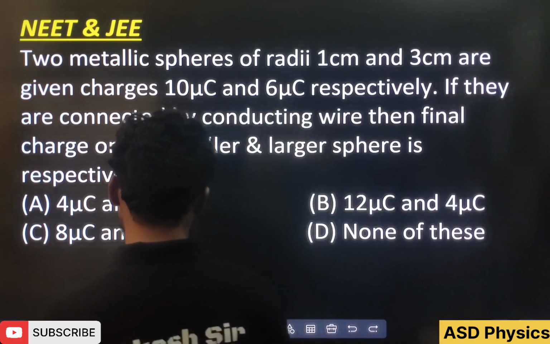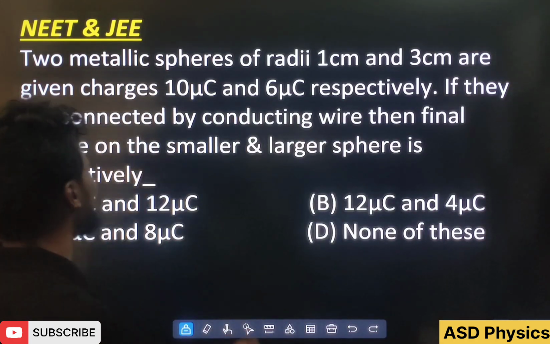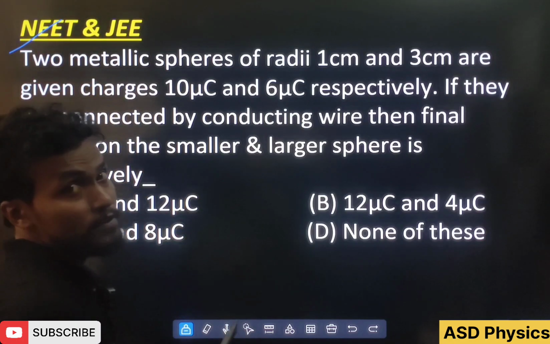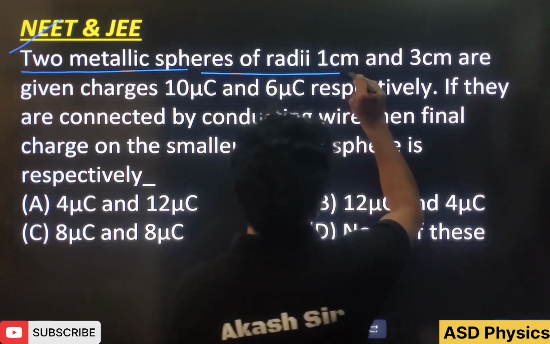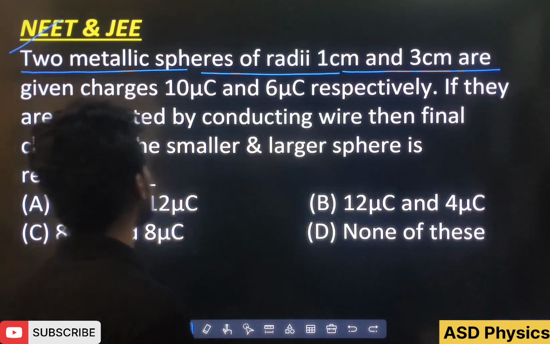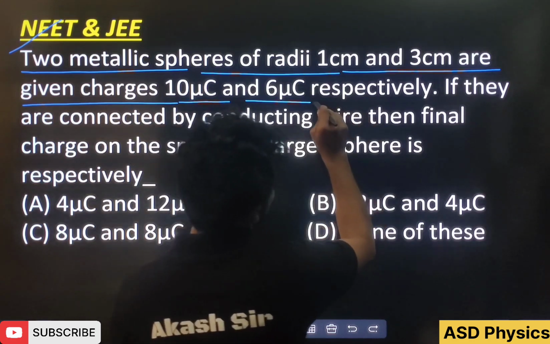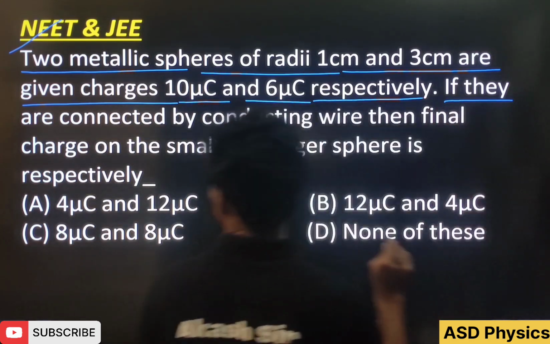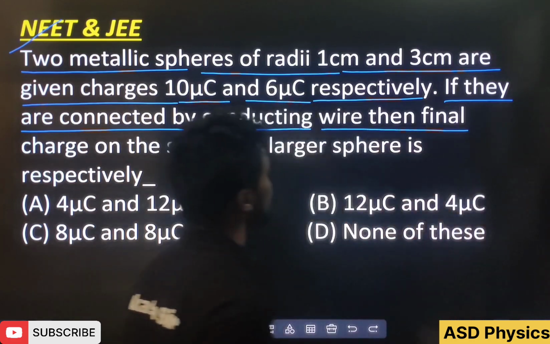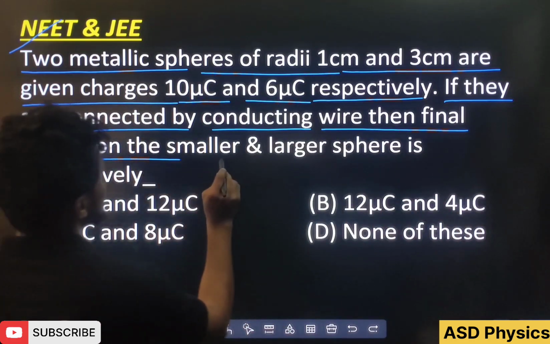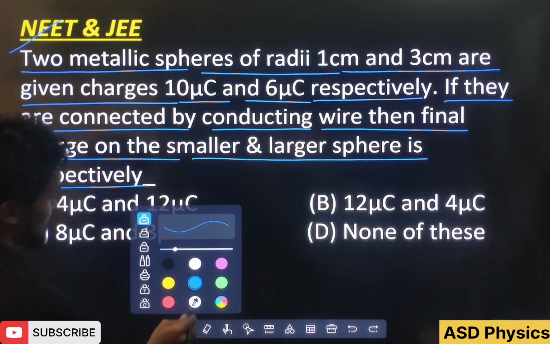Now students, let's see one question, because whatever we have learned, let's apply all this. Important for NEET and JEE, the question is: two metallic spheres of radii 1 centimeter and 3 centimeter are given charges 10 microcoulomb and 6 microcoulomb respectively. If they are connected by a conducting wire, then what is the final charge on the smaller and larger sphere respectively?